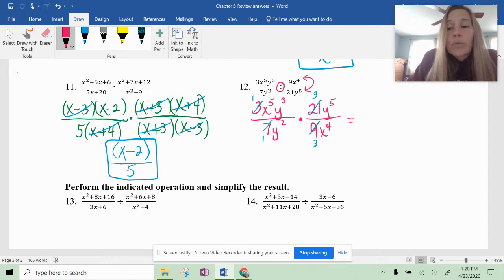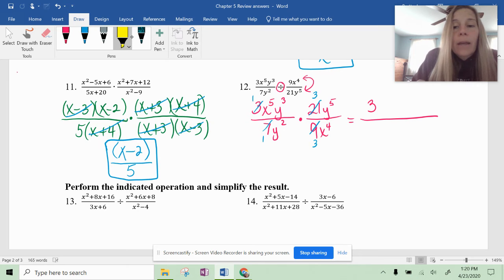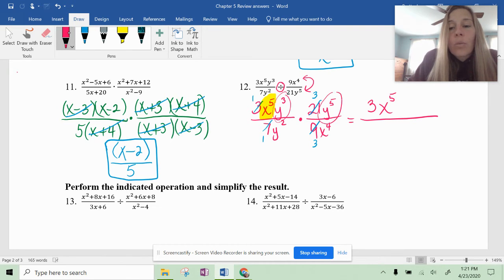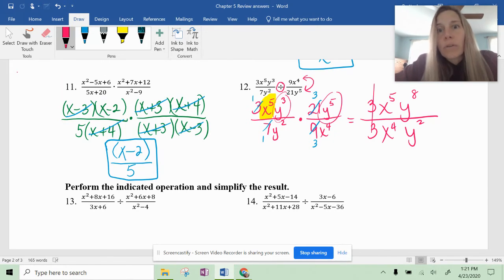So now 1 times 3 is 3. Then I have an x here on the top, but that's the only x I have in the numerator, so I don't have to combine it with anything. And then I have y to the 3rd and y to the 5th, giving me y to the 8th on the top. On the bottom, I have a 3, x to the 4th, and y squared. Now, of course, the 3's are going to cancel. Had you multiplied it out and had 63 over 63, it would have still canceled.